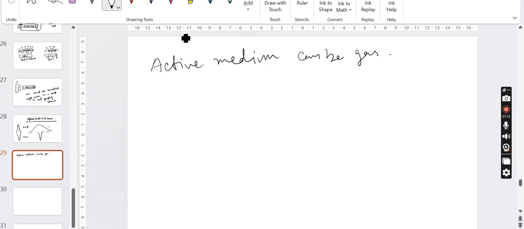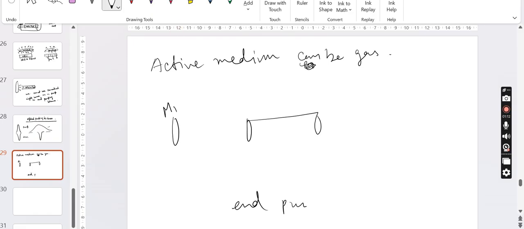So here basically the schematic is here, M1, the active medium is there. Here an end pumping scheme is being used.